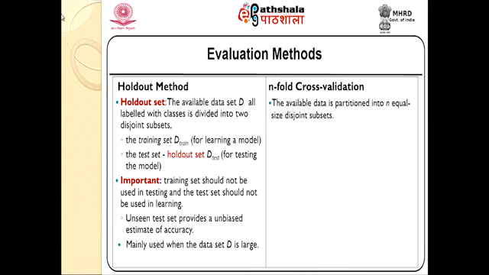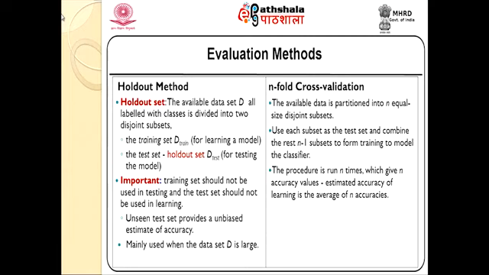Now, you have what is called n-fold cross validation. The available data is partitioned into n equal size disjoint subsets. Suppose you have 1000, you may divide it into 200, 200, 200, 200 and 200, so that means it becomes a 5-fold cross validation. Then use each subset to test and combine the rest of the n minus 1 for training. So, take the first 200 as the test set, and the rest of the four 200s you will join together and use for training. That is one method.